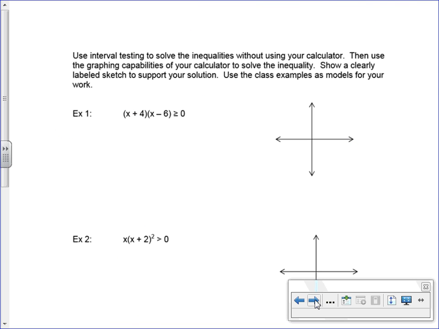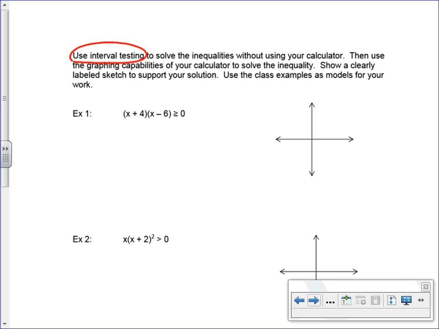Okay. The second thing is to solve inequalities without using a calculator. That's analytically, and specifically the method of interval testing. This is an extremely important method in this class, and so we want to get some practice with it right now. So first I'm going to solve it without the calculator, just analytically.